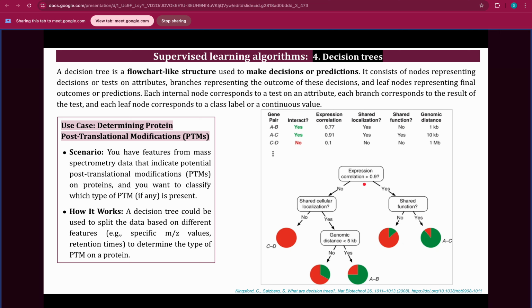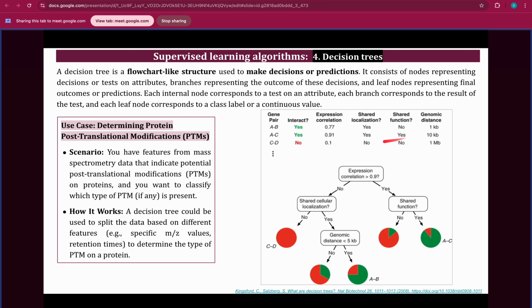For example, if my expression correlation is greater than 0.9, then I can make a decision of yes or no. When expression is greater than 0.9, if yes, then I can look at the shared function, whether they share some function or not. Similarly, there could be two outcomes, yes or no. So if we take this example, you can see that in the second point, the expression is greater than 0.9. Now I am looking for the shared function. So this is yes, and yes for AC.